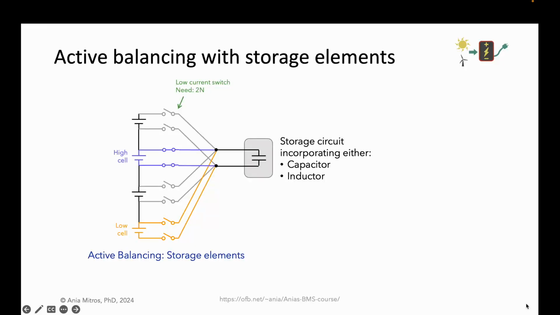More frequently, I've seen proposals for active balancing using either capacitors or inductors as storage elements. This allows us to omit the high current switches, which substantially reduces the implementation cost. The implementation shown here would switch the purple cell to charge a capacitor or inductor, then open the purple switches, then close the orange switches to discharge the stored energy into the orange low cell.